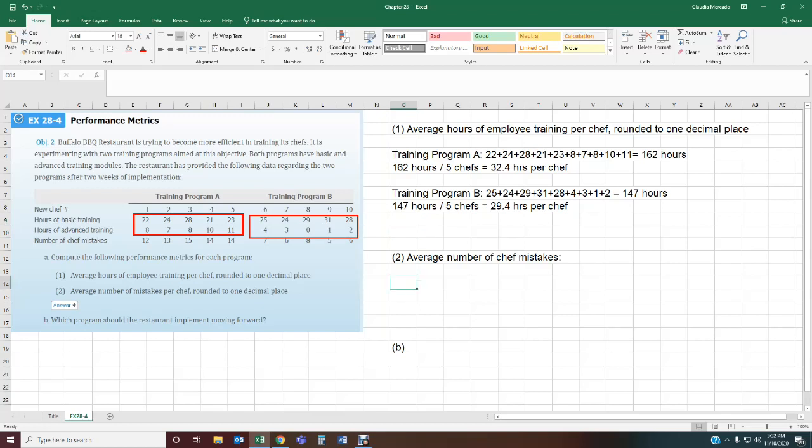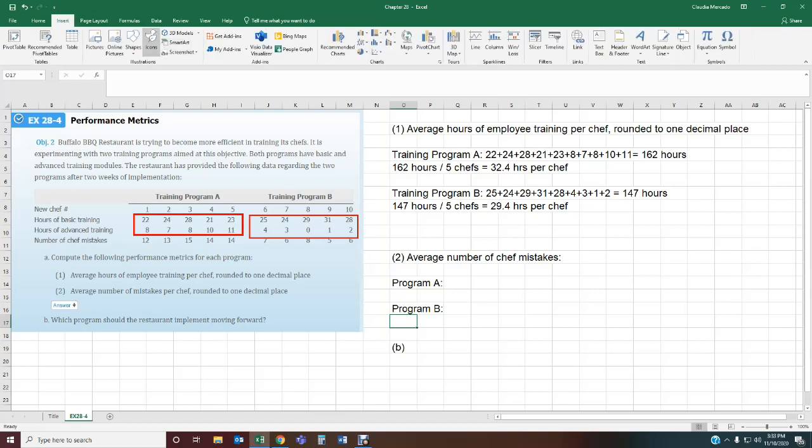Okay. So once again, we're going to have program A and program B. Okay. So now we're looking at mistakes. Average number of mistakes. So the mistakes is our last row.